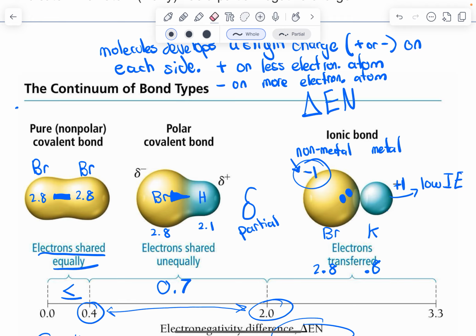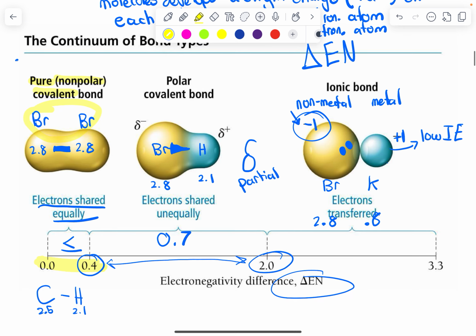Okay, so again, recapping, when there is no difference in electronegativity or a very slight difference, we call that non-polar or pure covalent. And this happens when either the atoms are identical, like bromine and bromine, or if there's only a very slight difference, like carbon and hydrogen. An ionic bond, well, let's go ahead and go with polar covalent. A polar covalent bond has partial charges because the difference in electronegativity is significant but not enormous. So somewhere between 0.4 and 1.9.